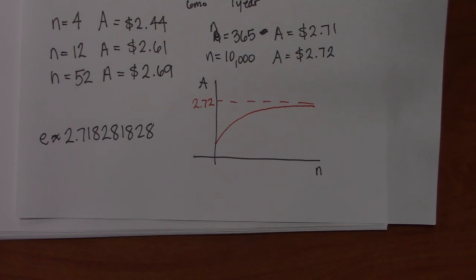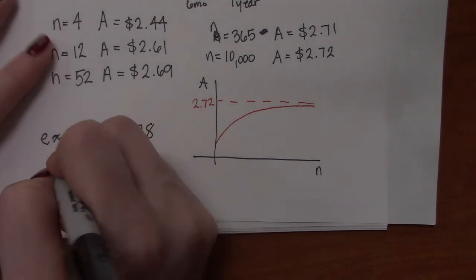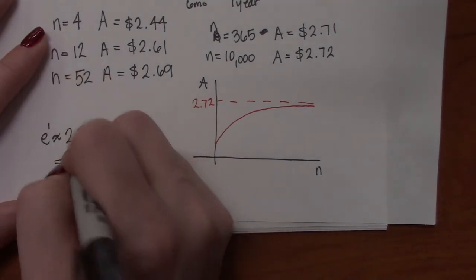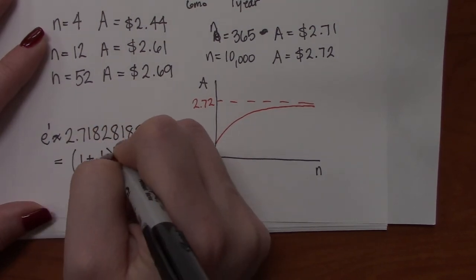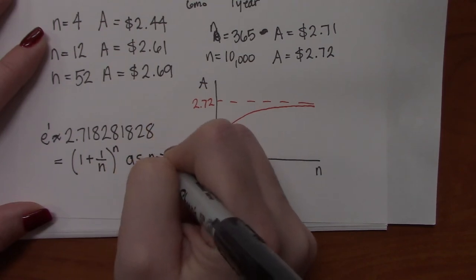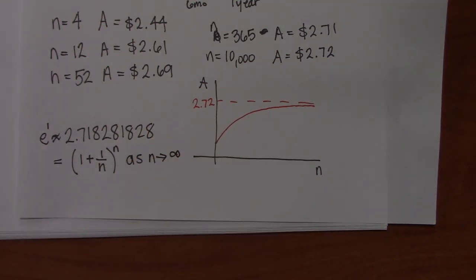And what we're seeing is that if you start with $1 and a 100% interest rate, the expression we came up with, 1 plus 1 over n, all raised to the n, is actually the mathematical definition of e. So e to the 1 is equal to 1 plus 1 over n to the n, as n goes to infinity. If you just make n ridiculously huge, then that expression will basically work out to be e, and you'll see the same digits.